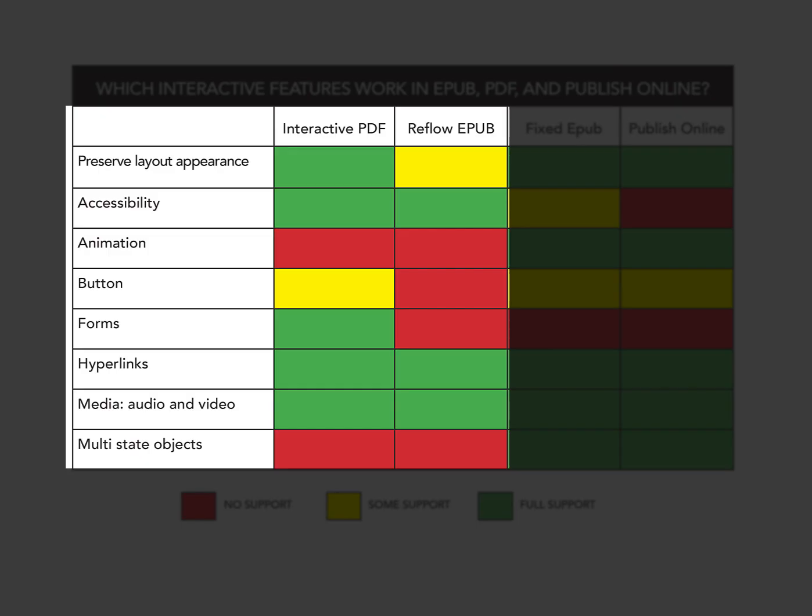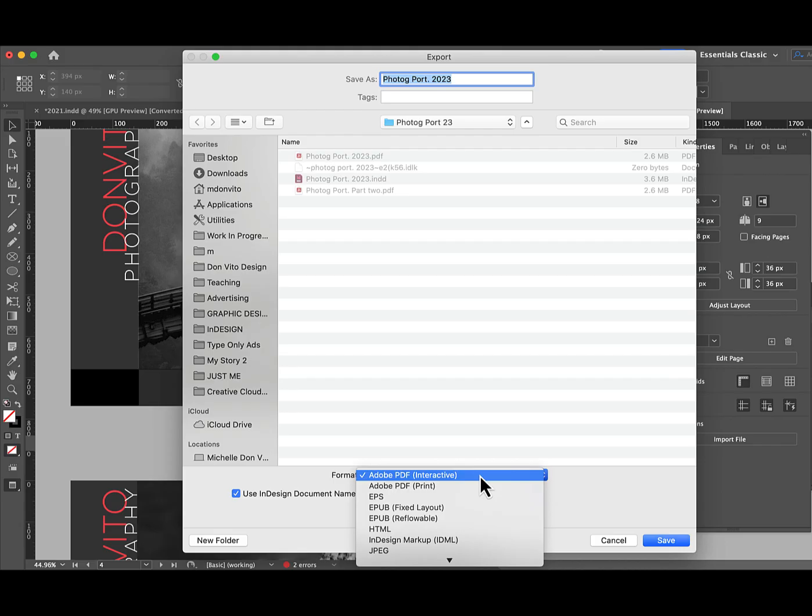Now let's talk about the reflowable EPUB. This is another export option you'll see listed.